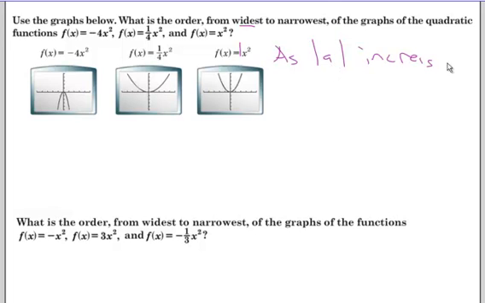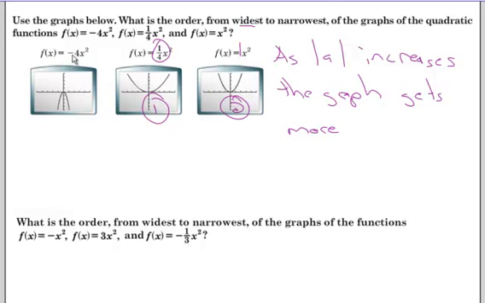increases, the graph gets more, and what does it get? So what I'm doing is I'm looking for the smallest number, 1/4. That's the smallest number, and that is the widest. The next smallest number is 1, so that's number 2, and then 4. Remember, we're talking about the absolute value, so that's the third one. So as the absolute value of A increases, the graph gets more narrow.